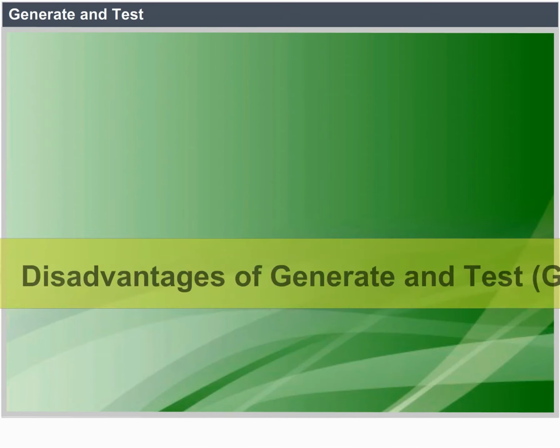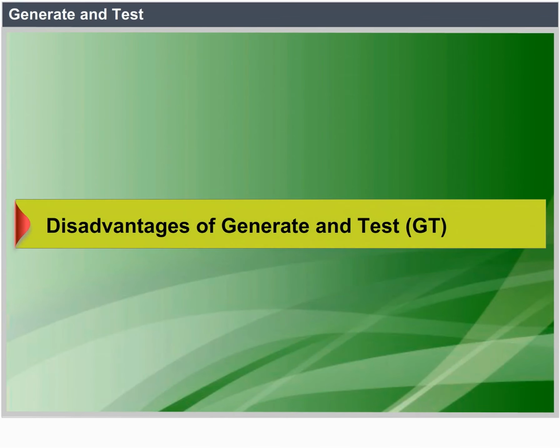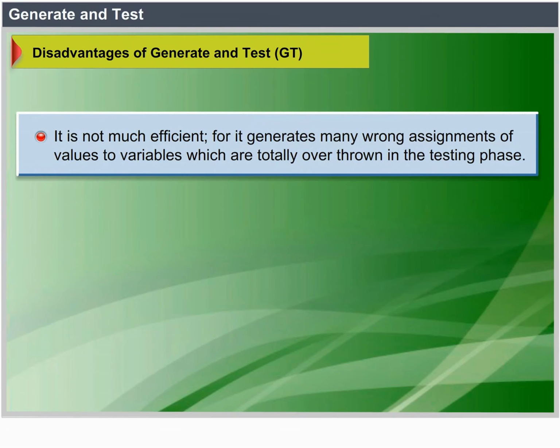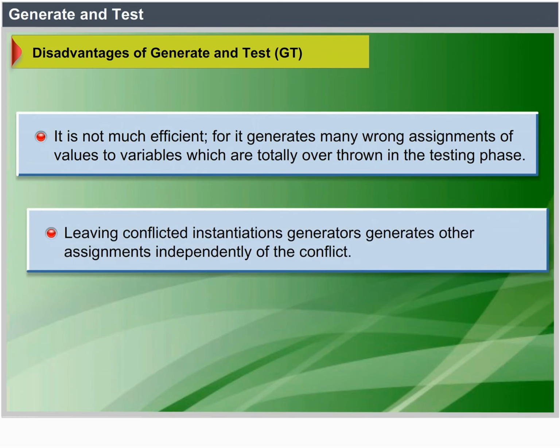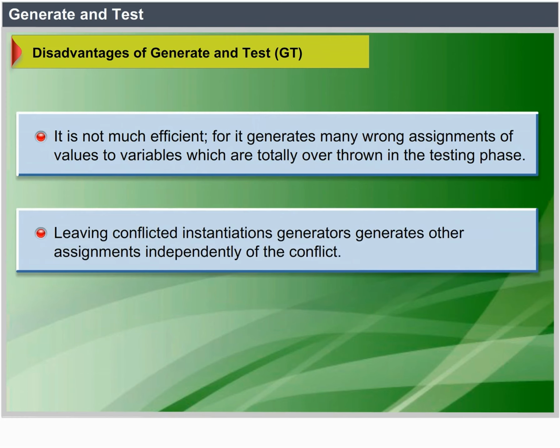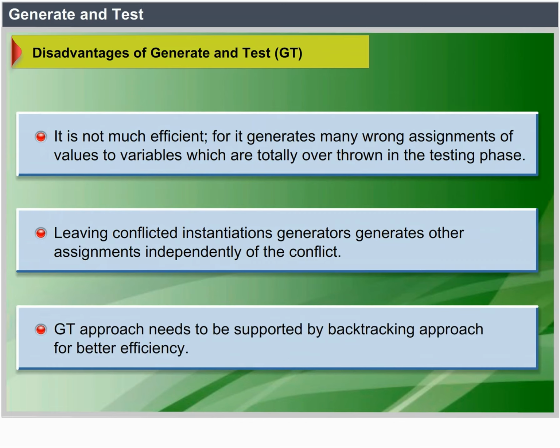Disadvantages of generate and test. It is not very efficient, for it generates many wrong assignments of values to variables which are totally overthrown in the testing phase. Leaving conflicted instantiations, the generator generates other assignments independently of the conflict. The GT approach needs to be supported by a backtracking approach for better efficiency.